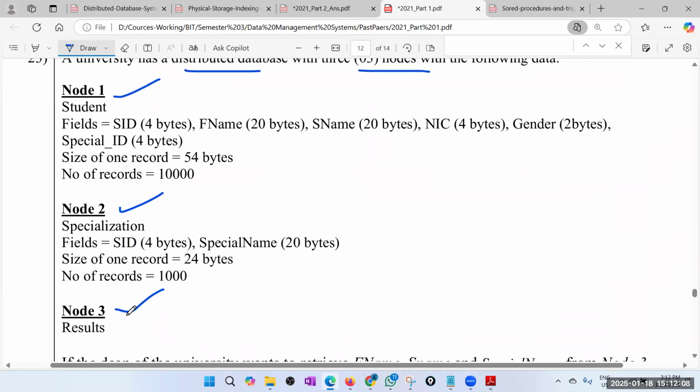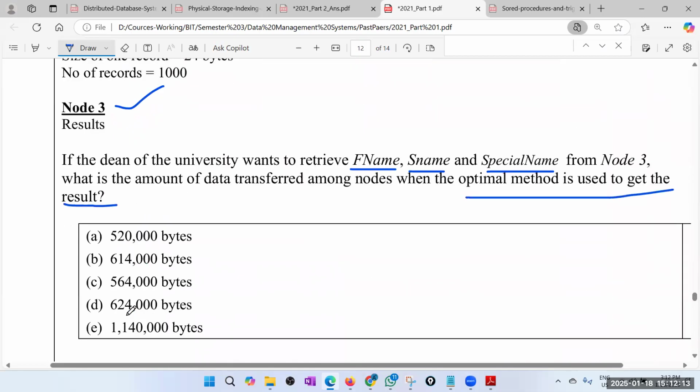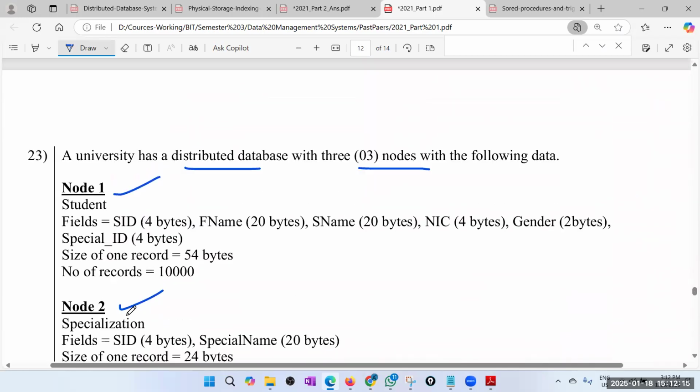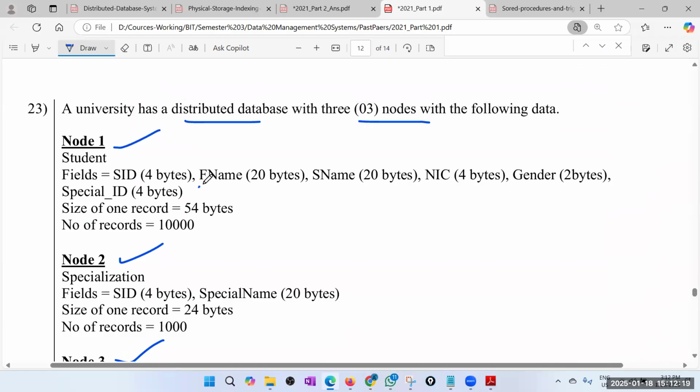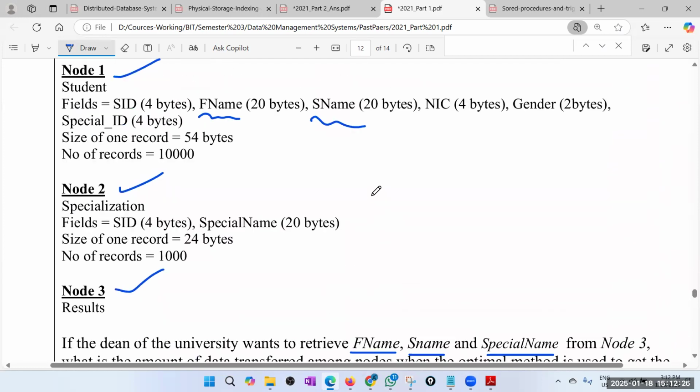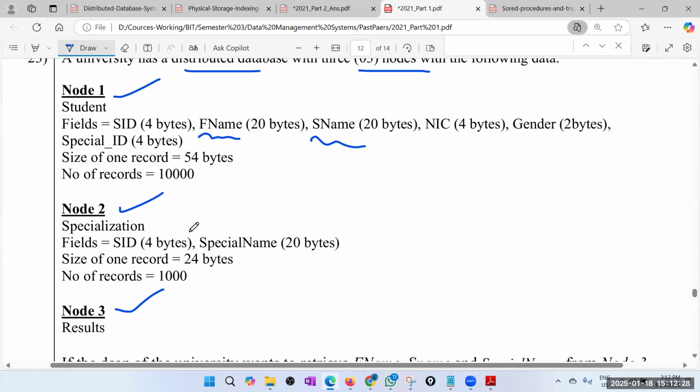Now what do we do? What are the final data you need? F name, S name and special name. Where is F name? Here. Then S name is also there. Then special name is here. And this one has a lesser number of records. So definitely I will take node 2 to node 1 and then do the filter.